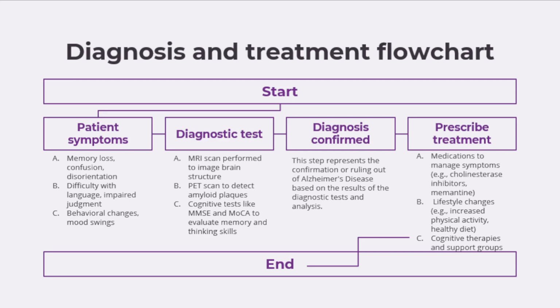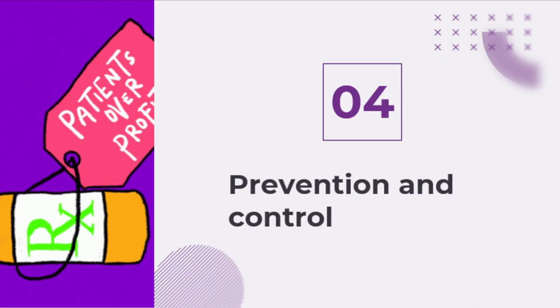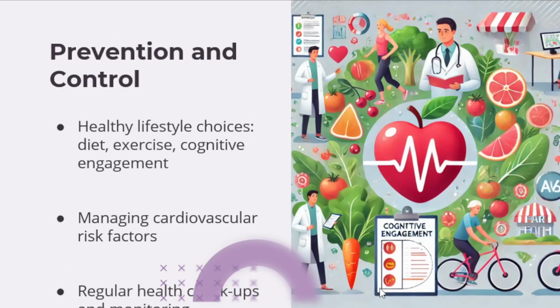out, and if it is confirmed, the treatment plan typically includes medications to manage symptoms and lifestyle changes, cognitive therapies, and support groups. So as you see in the flowchart here, it illustrates a comprehensive approach taken to treat AD. It ensures that each patient receives tailored care based on their specific needs as well. So the fourth slide, prevention and control.